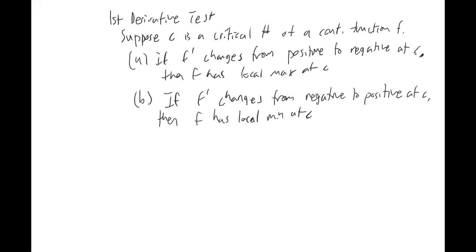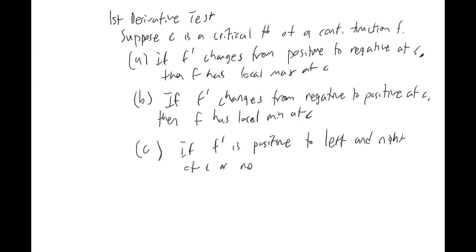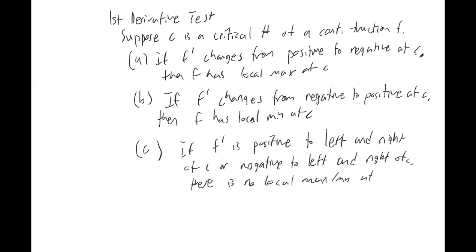And there's the third case, right? If it doesn't change at all. So if f prime is positive to the left and right of C, or vice versa, negative to the left and right of C, there is no local max or min at C. So this is pretty simple, right?